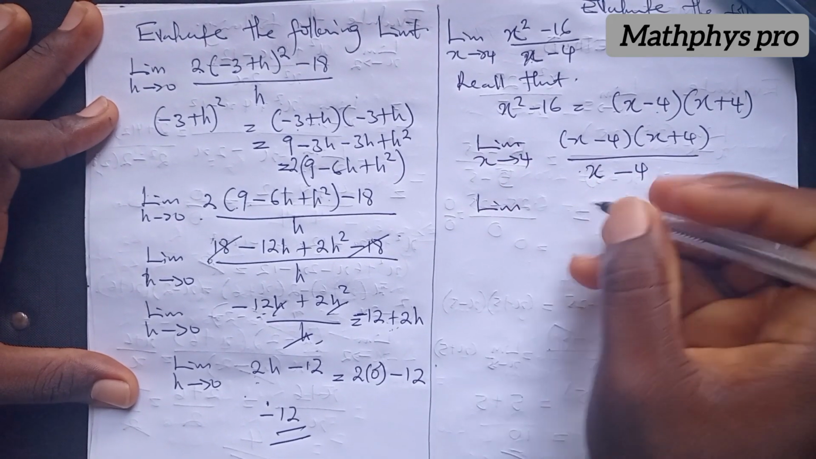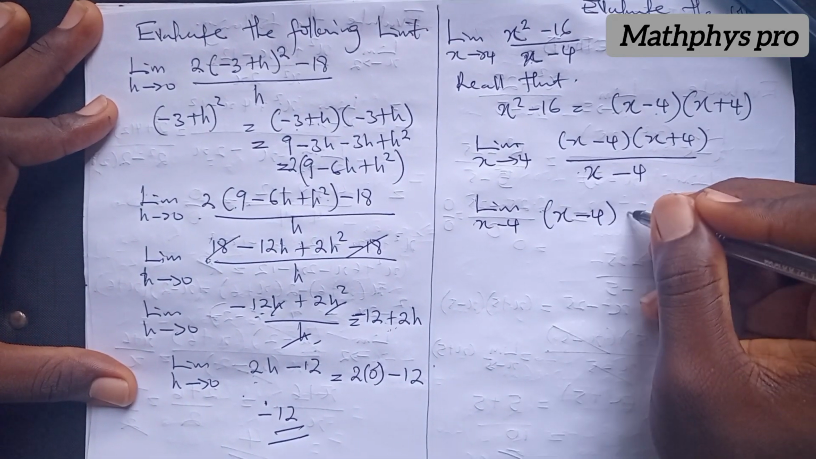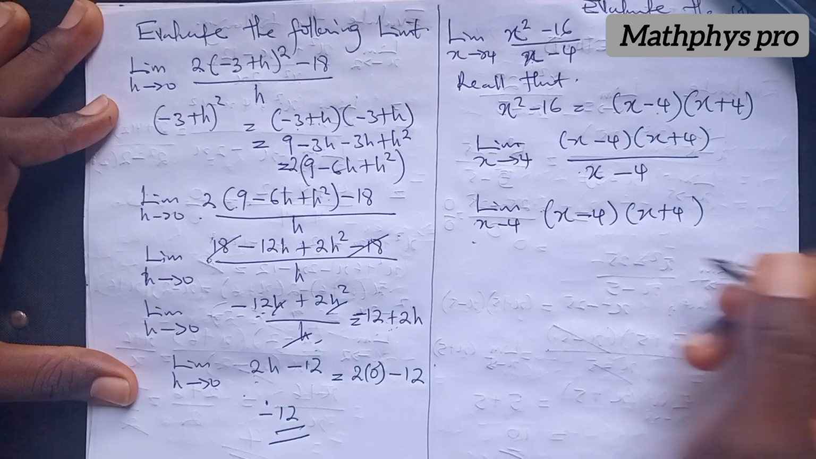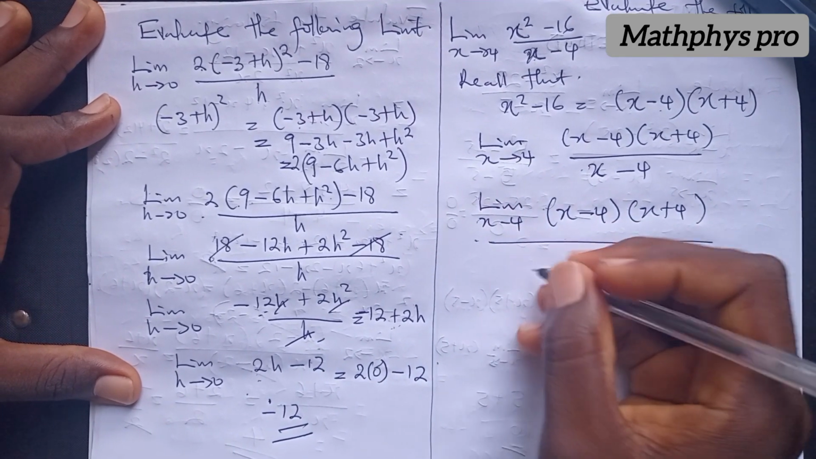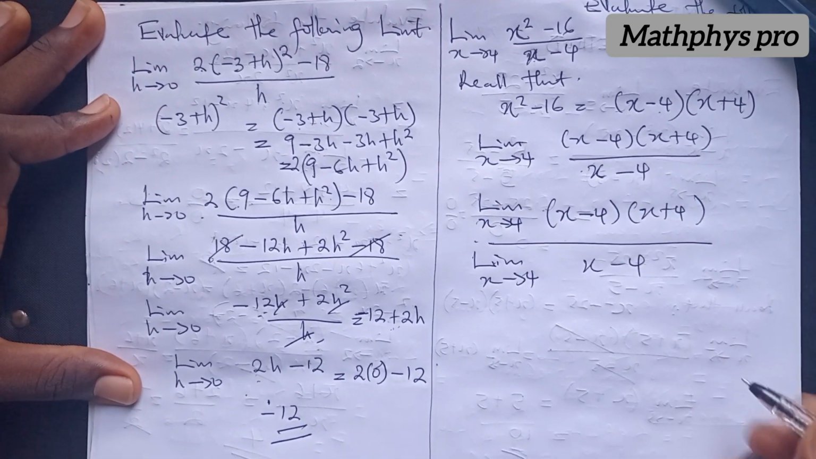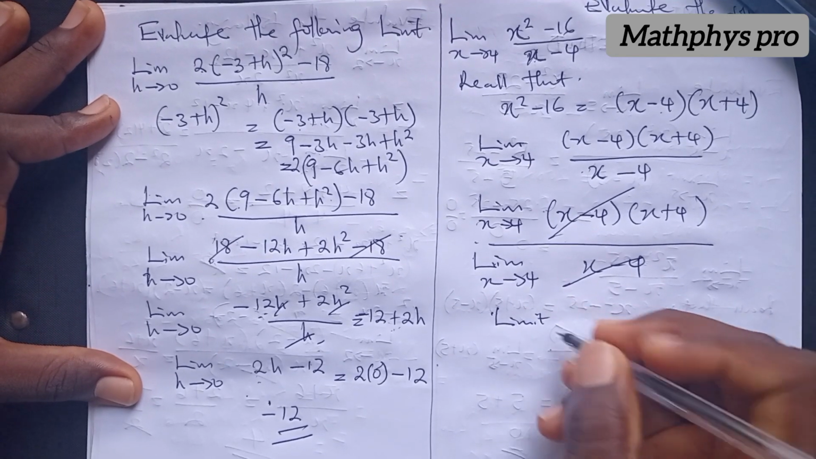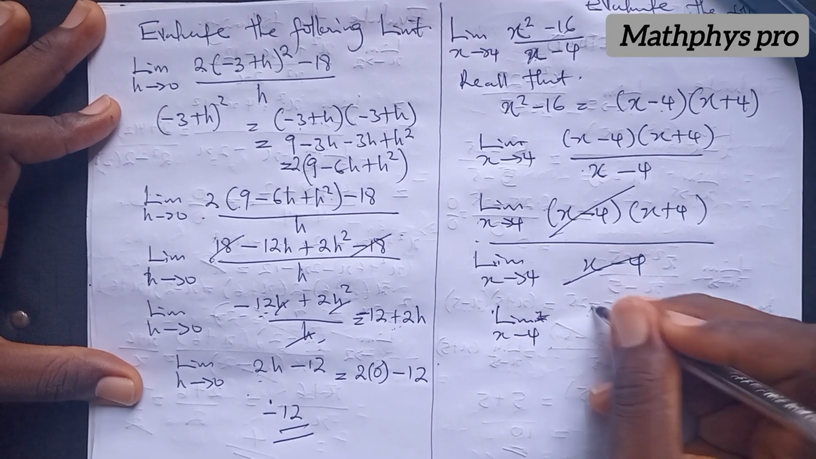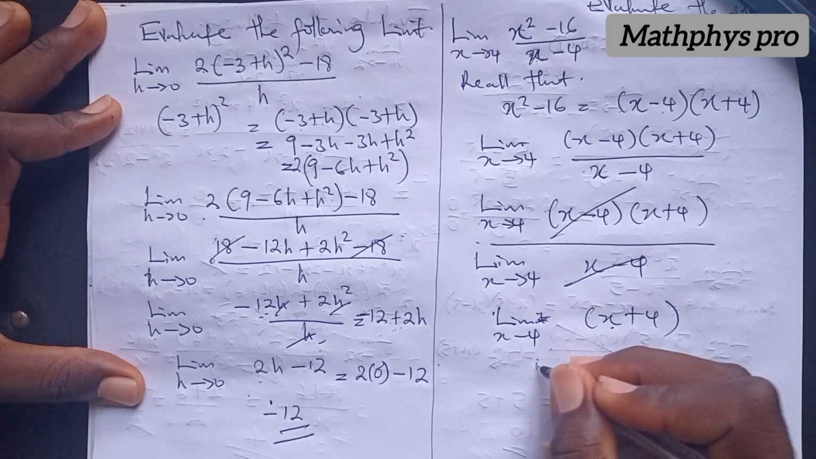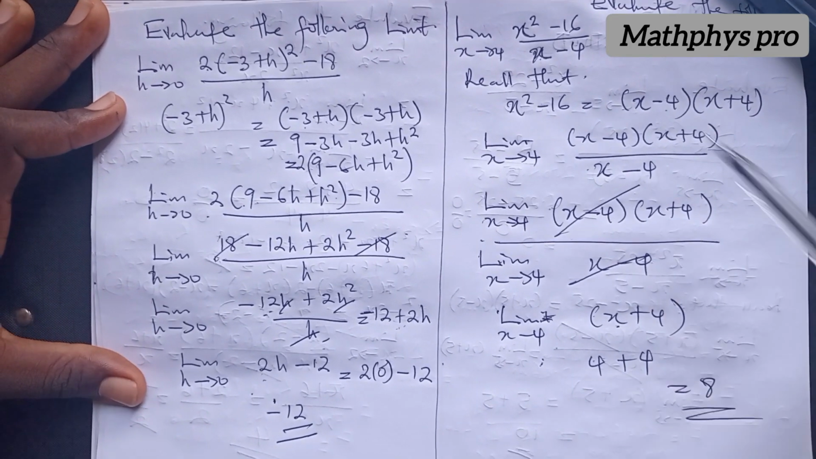So the limit of x minus 4, x minus 4, x plus 4 over the limit when x approaches 4, x minus 4. So this can cancel out this, and we are left with the limit when x tends to 4, x plus 4. So wherever we see x now, we can put 4. So we have that 4 plus 4 is equal to 8. So this is the answer for this.